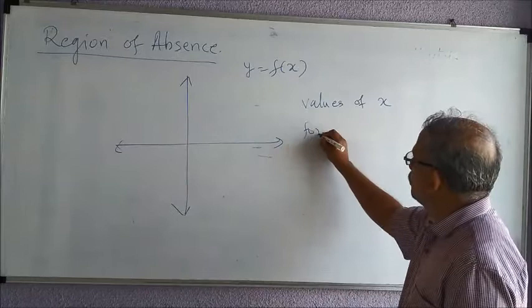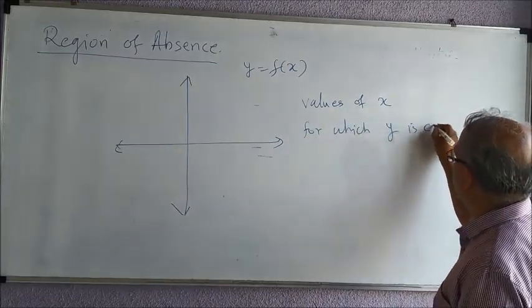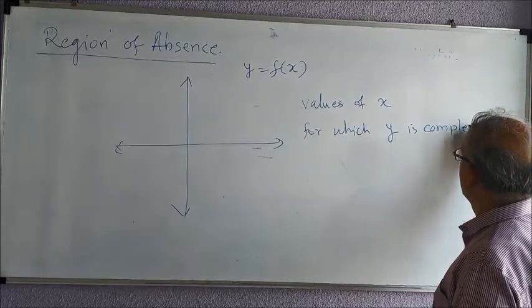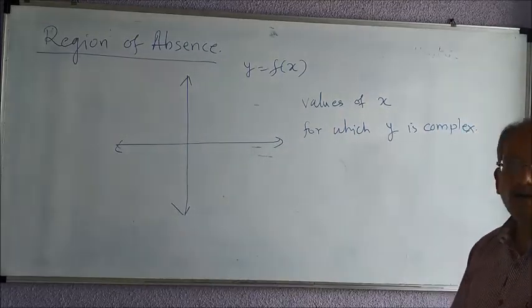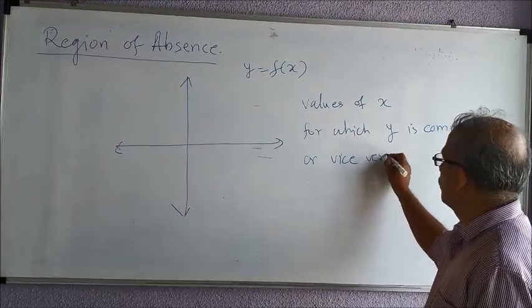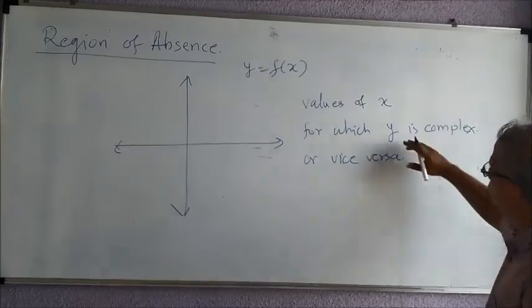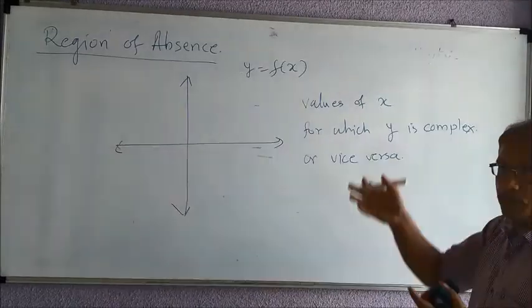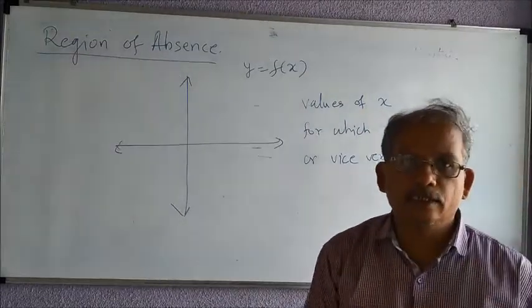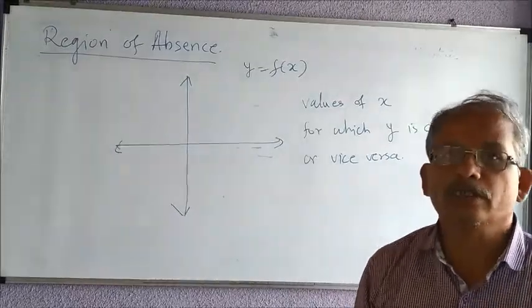for which y is complex, or vice versa. That means find out the values of y for which x is complex. In that case, for those particular values of y and x, the curve does not exist.